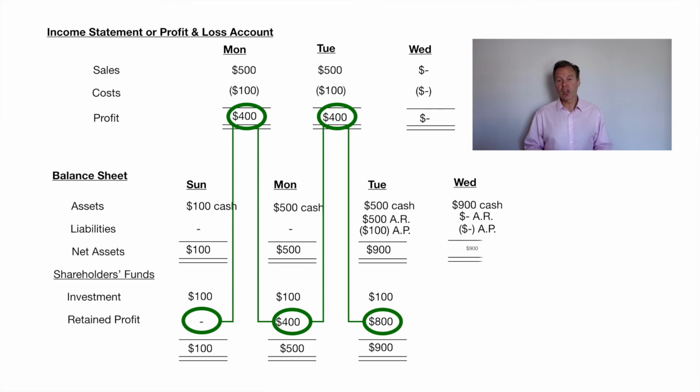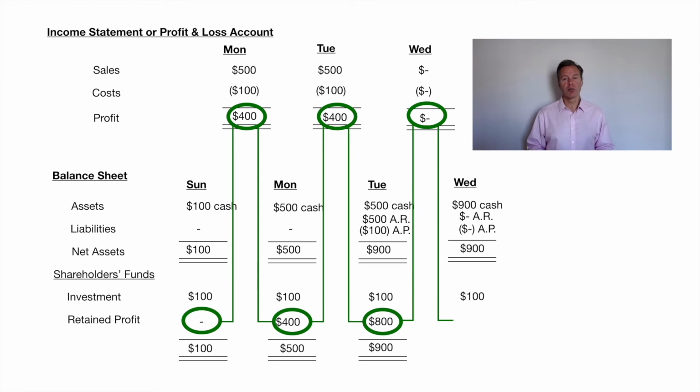And in terms of the shareholders' funds, the original investment is still the same. The retained profit, we started the day with 800. We didn't make any profit. We haven't paid any dividends. We still owe the shareholders $800. 800 plus 100 is 900. The balance sheet balances.